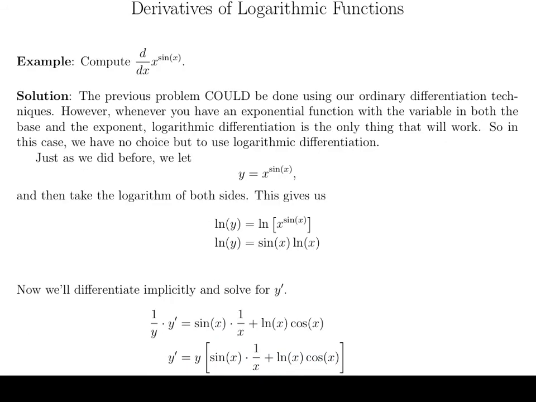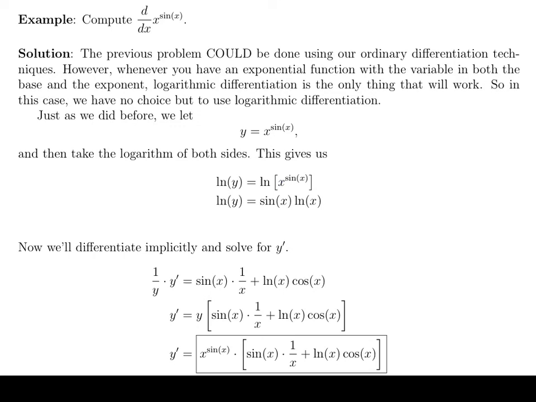Remember, our goal is to solve for y prime, so now we multiply both sides by y. And we don't quit here. We take this y and replace it with the original y that we started with. Then we quit. So here you can see that this y just got replaced with x to the sine x. That was the original y that we started with. And then this is it. We're not going to do anything else.